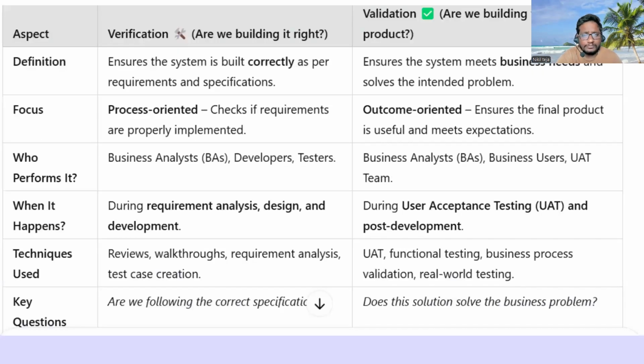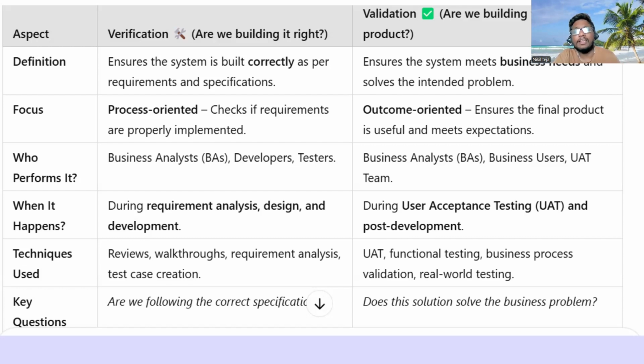In the next slide, I have also included verification versus validation. In this slide, I will be explaining the difference between verification and validation. Verification and validation are not the same. From the first or second video, we have been saying that requirements will be verified, requirements will be validated. So what is verification and validation? Let's see the definitions and understand the differences between them, right?